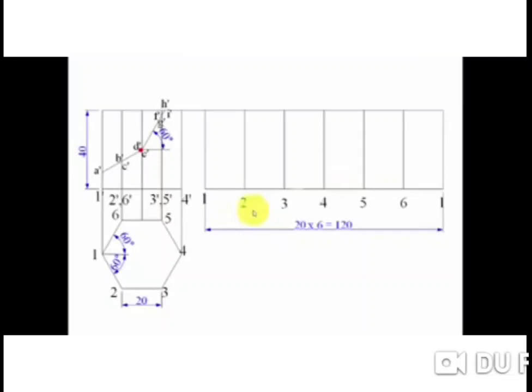Now we have to transfer the cutting plane action points on the development. Here A, B, C, D, E, F, G I have marked. E represents the 1 edge, vertical edge or generator. B is for 2 front side.